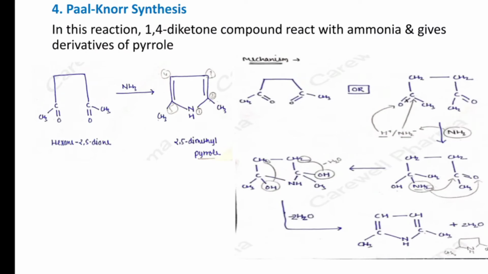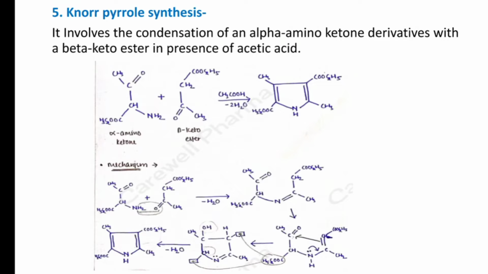Fourth is Paal-Knorr synthesis. In this reaction, a 1,4-diketone compound reacts with ammonia and it gives a derivative of pyrrole. Here is the mechanism of the Paal-Knorr synthesis, and in this reaction we get the product derivative, that is 2,5-dimethyl pyrrole. The fifth method is Knorr pyrrole synthesis. It involves the condensation of an alpha-amino ketone derivative with a beta-keto ester in the presence of acetic acid. Here is also given the mechanism of Knorr pyrrole synthesis.